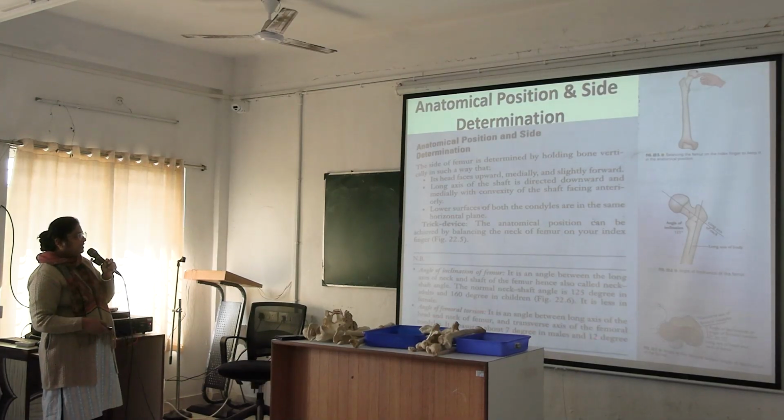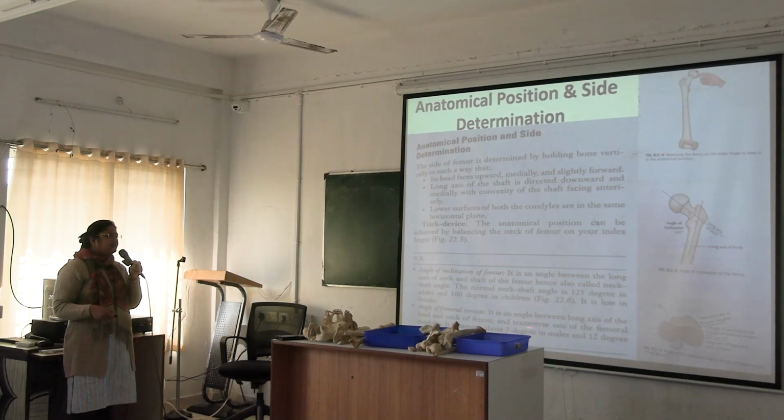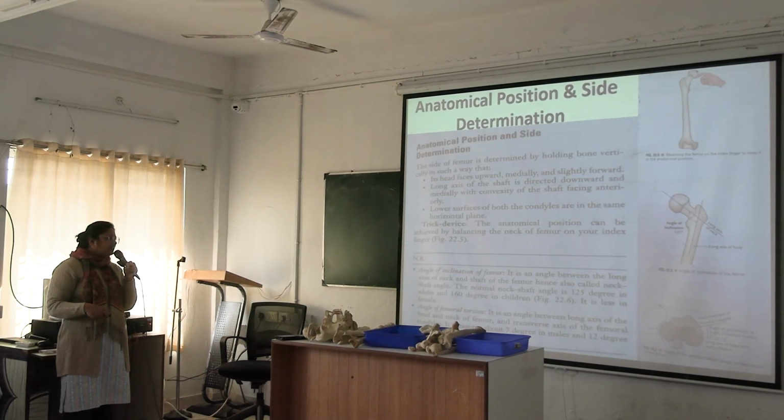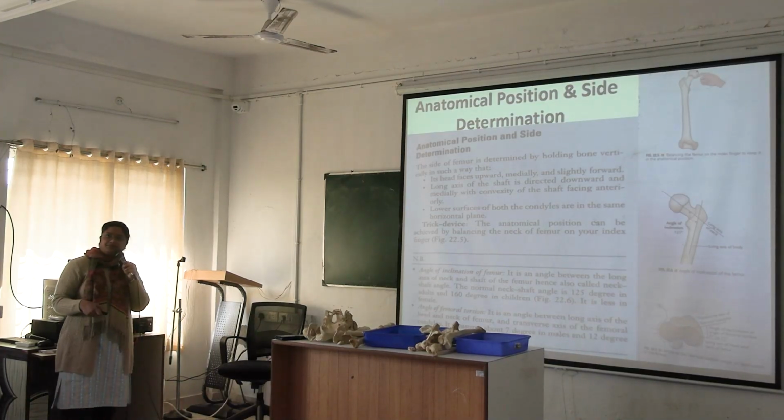That is the angle of femoral torsion, the angle between the long axis of the head and neck of the femur and the transverse axis of the femoral condyles. It measures about 7 degrees in males and 12 degrees in females.